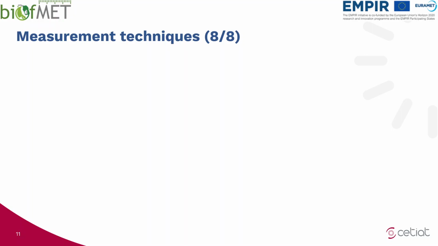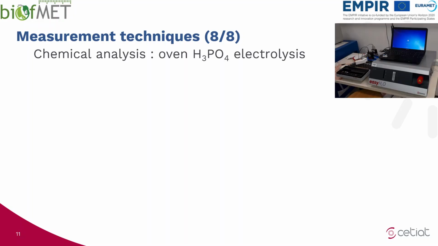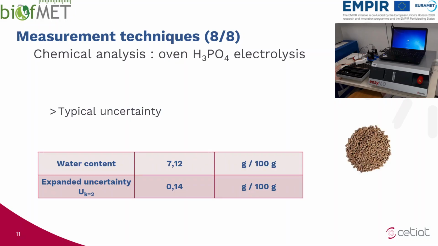The following table presents the typical uncertainty associated with the H3PO4 electrolysis for wood pellets. In this example, the moisture content is approximately 7.12 gram per 100 gram, and the expanded absolute uncertainty is approximately 0.14 gram per 100 gram, which is equivalent to a relative expanded uncertainty of approximately 2%.